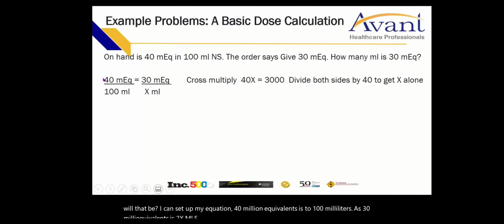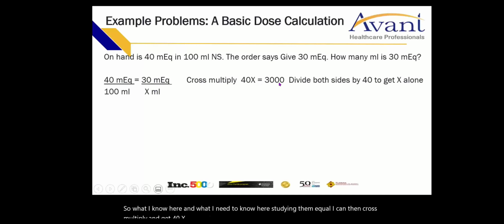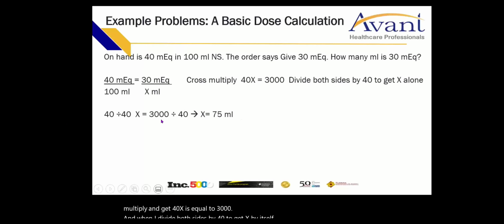Okay, so what I know here and what I need to know here, setting them equal, I can then cross multiply and get 40x is equal to 3,000. And when I divide both sides by 40 to get x by itself, okay, 40 divided by 40 times x is equal to 3,000 divided by 40. So x is equal to 75 milliliters.